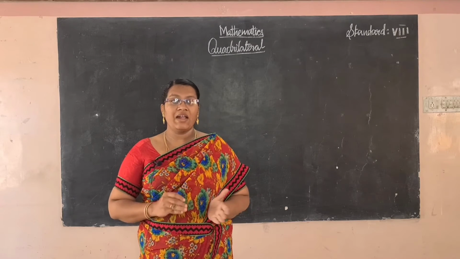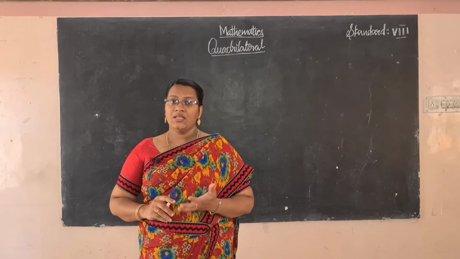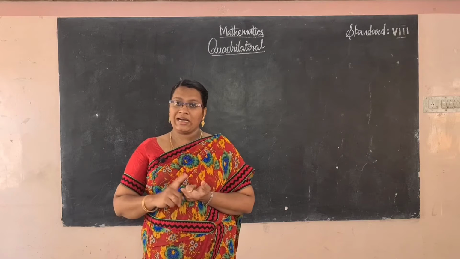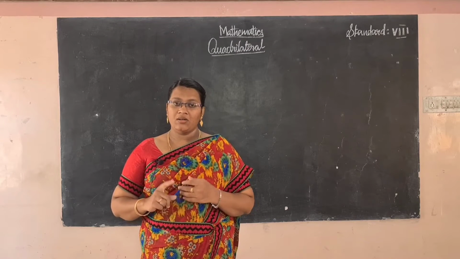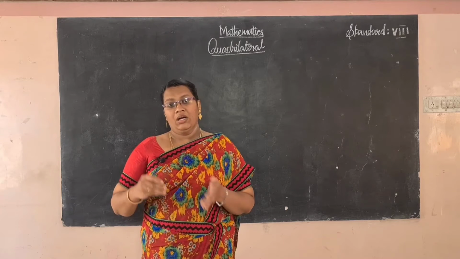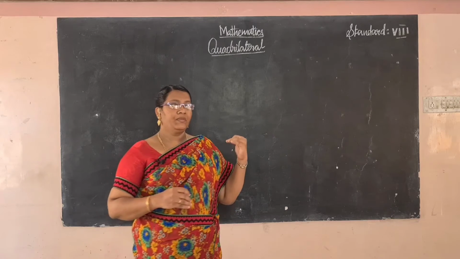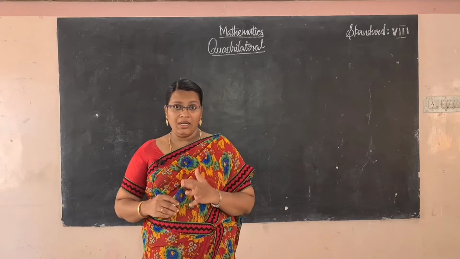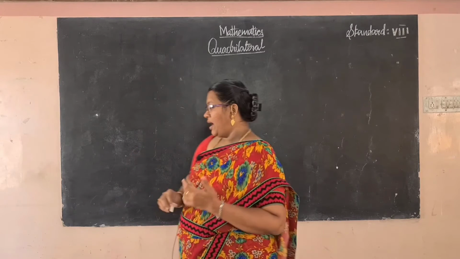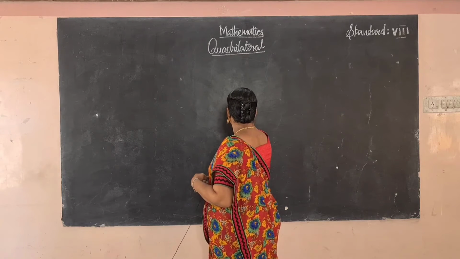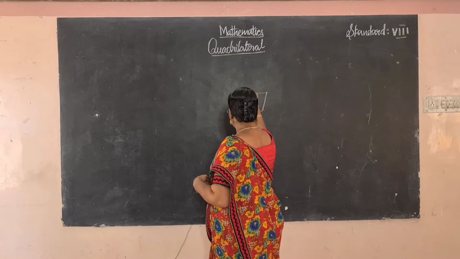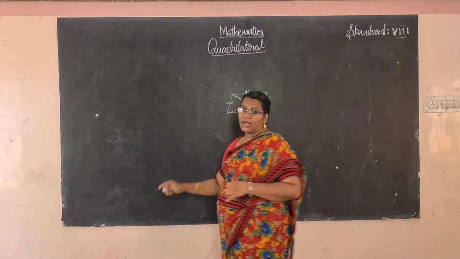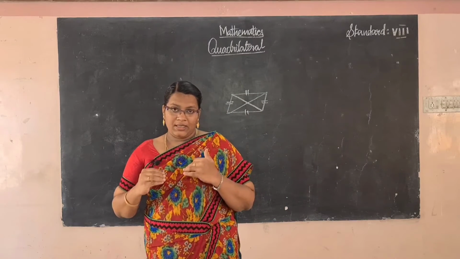In the previous class we have learned about classification of quadrilaterals. What are the quadrilaterals we have learned? Parallelogram, rhombus, kite, rectangle, square, and also we have learned about the properties of parallelogram and rectangle. So what are the properties of the parallelogram? Opposite sides are parallel and equal. Diagonals bisect each other.